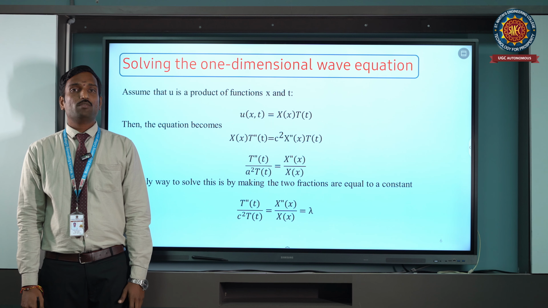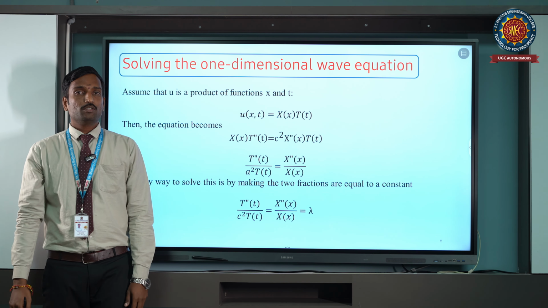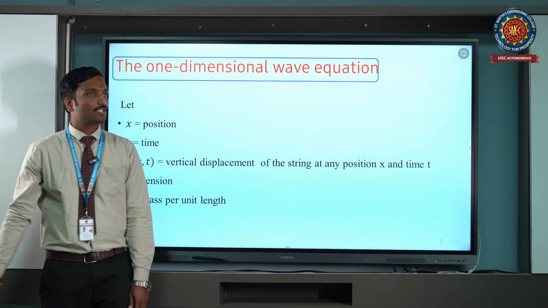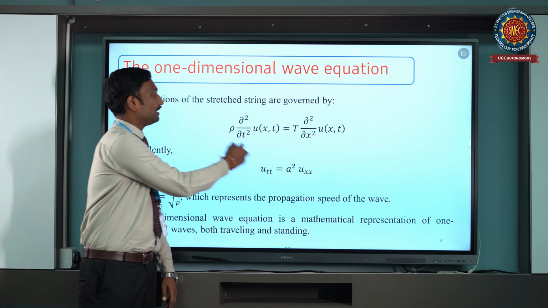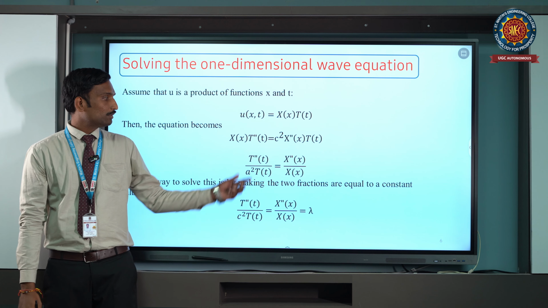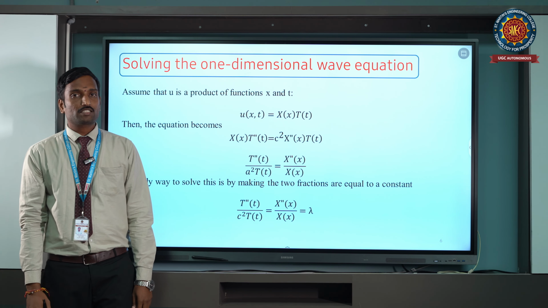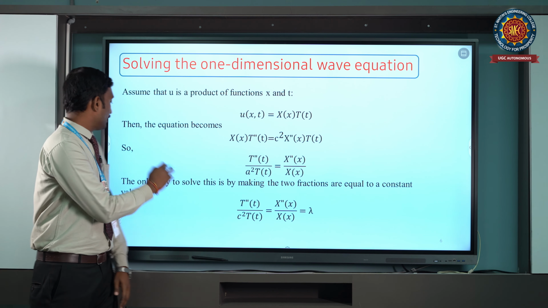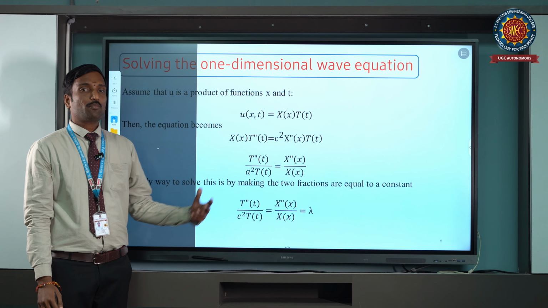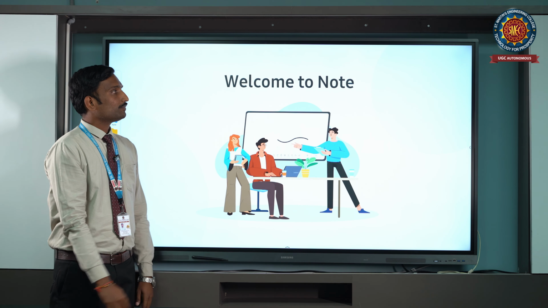Here u of x comma t is considered as X of x and T of t. By using this function, the one-dimensional wave equation will be converted to X of x into T double dash of t is equal to c square X double dash of x T of t. This can be solved using separation of variables in two different forms.